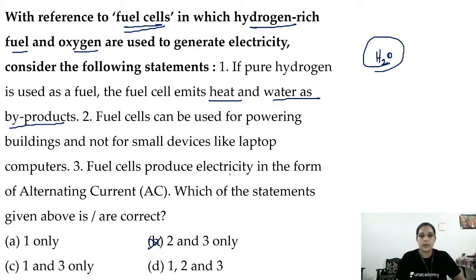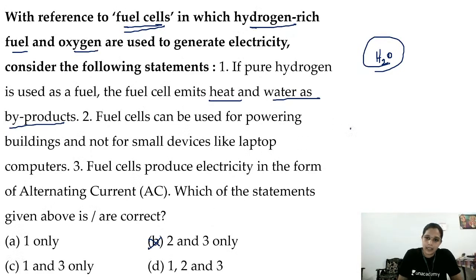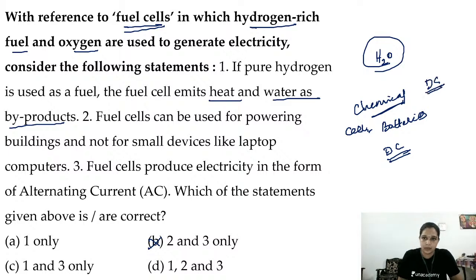Let's take it. Fuel cells produce electricity in the form of alternating current. Fine. See, keep one thing in mind. Generally when you see cells, batteries or all these concepts, direct current only will be created. Alternating current is created when you use that shaft concept. So that is a very different concept. Usually a chemical process will create DC only, direct current only. It's a basic thing, and in a fuel cell they create direct current only. So I'm eliminating the third option. Just with basic physics, if I eliminate, I get the answer. I need not worry about others. Clear? Yes.